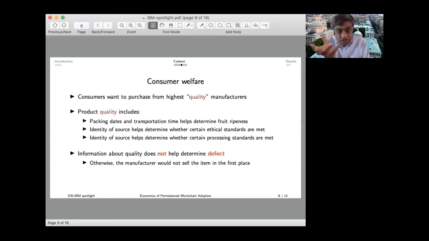Quality is packing dates and transportation time, which determine ripeness, identity of the source, so that they can check whether ethical standards are being met, processing, and so on. The quality does not determine the defect, because if that was the case, the manufacturer would not have sold the item in the first place. So we're looking at a situation where consumers like quality and they go to certain manufacturers to buy, but what they don't know is that behind the scenes, they're being sold by the same vendor.